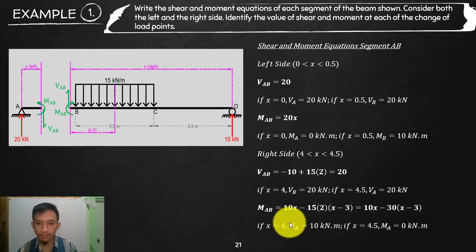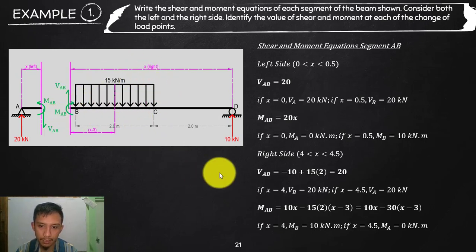Now let's continue on the moment. Will that be the same? Okay, so take a moment at this cross section here. Okay, what are the forces? That is the resultant of this UDL, and then of course your reaction here, which is 10. So again, I said the positive moment here will now be counterclockwise, which is the opposite from MAB.